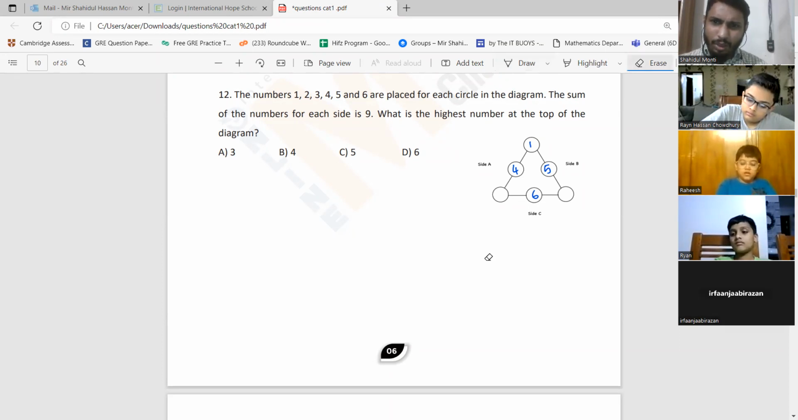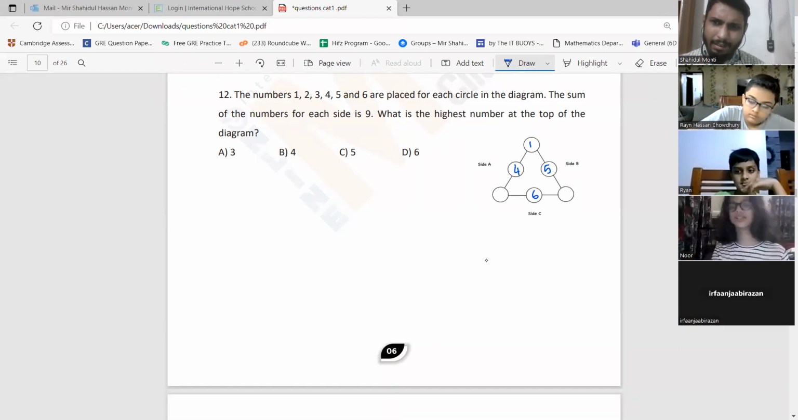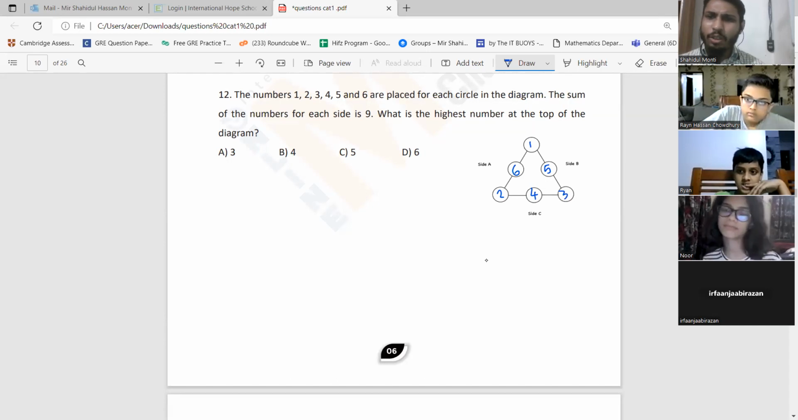No, let's change one thing. Can I place a 4 here? We should put 6 there instead of 4. Okay, let's place a 6 here, and let's say we have a 4 here. So 6, and then we can put 2 in between 6 and 4, and 3 in between 5 and 4. So now we have all sides equal to 9.